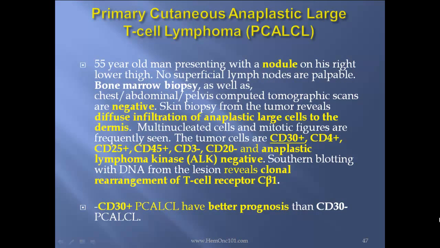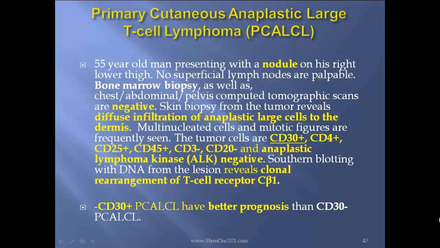Primary cutaneous anaplastic large T-cell lymphoma. Case report. 55-year-old man presenting with a nodule on his right lower thigh. No superficial lymph nodes are palpable. Bone marrow biopsy as well as CT chest, abdomen, and pelvis are negative. Skin biopsy confirms tumor, revealing diffuse infiltration of anaplastic large cells to the dermis.